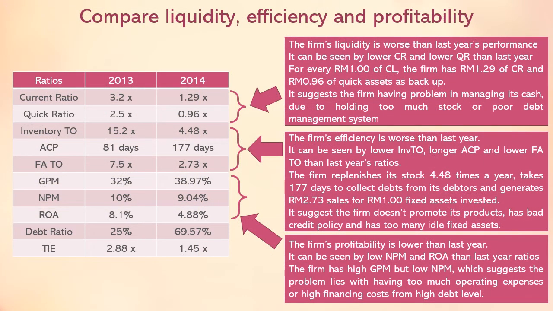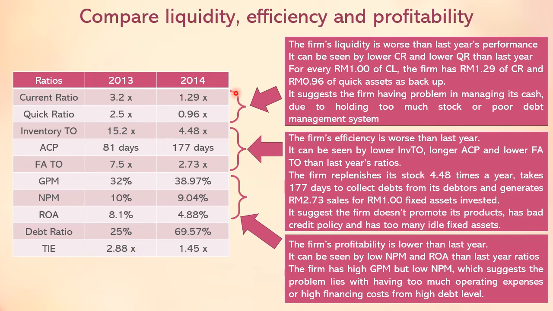Alright, the next part of the question, they ask you to compare liquidity, efficiency, and profitability using the trend analysis. Meaning that we want to compare this year's performance with last year's performance. So these are the ratios that we have calculated previously, and these are the ratios given to you in the questions.